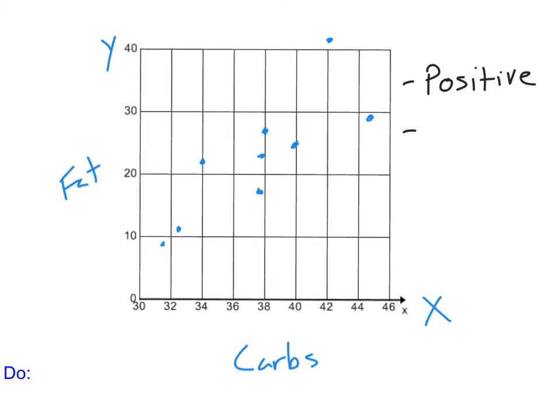Two, strength. Weak, moderate, strong. I would say it looks moderate. It doesn't look super strong. And then we like to comment, does it look linear or do the points really look to form a curve? They kind of look linear. Okay, moderate, positive, and linear.